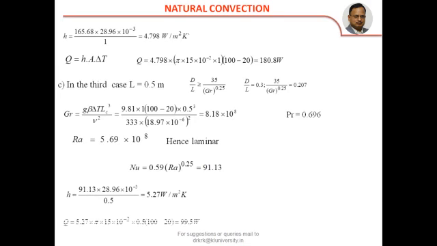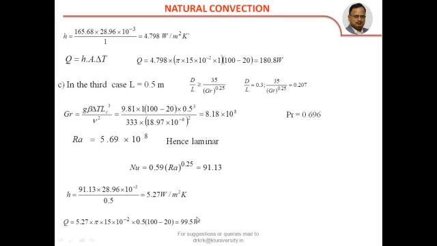So you will get H value 5.27 and Q value 99.5 watts, 100 watts roughly. So three different cases where the characteristic dimension is considered as length of that piece. If you consider a 3 meter long pipe or a 50 centimeter pipe, for a 50 centimeter pipe the heat transfer rate is 99.5 watts.